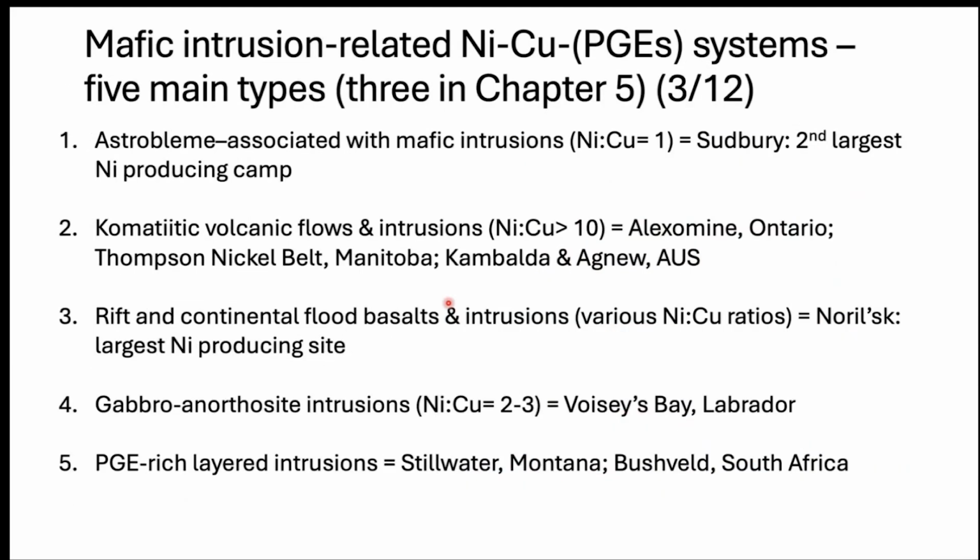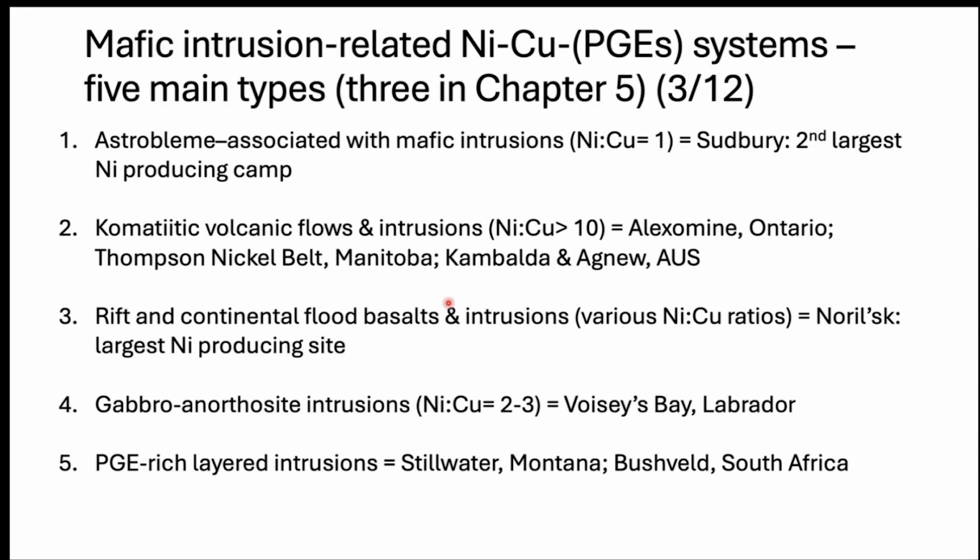Okay, so the book talks about three main types, but other people classify it into five main types. First, the astrobleme type. What's interesting about Sudbury is the nickel-copper ratio is around 1, and Sudbury is the second largest nickel-producing mining camp in the world. Then we have komatiite volcanic flows and intrusions. These are ultramafic intrusions and ultramafic lava flows, where the nickel-copper ratio is more than 10. Some examples include Alexo Mine in Ontario, the Thompson Nickel Belt in Manitoba, Kambalda and Agnew in Australia.